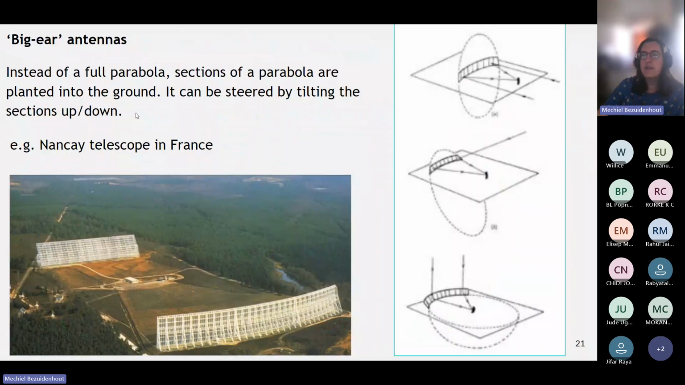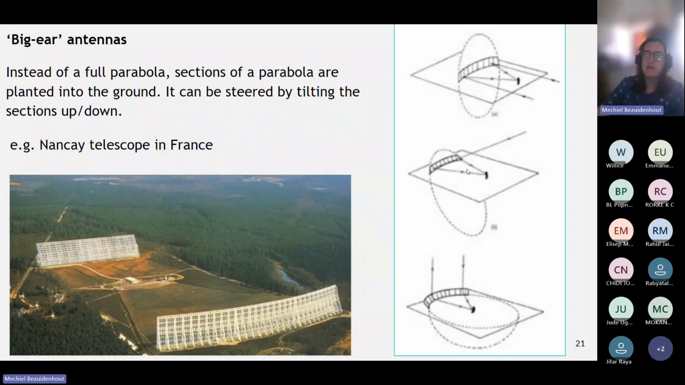And the idea is that instead of using a full parabola, a full dish, you just put sections of a parabola planted into the ground. So if you look at the diagram on the right, those two walls, those two sections, are two small parts of a big parabola planted into the ground. And then you can tilt that parabola by tilting the sections up and down.